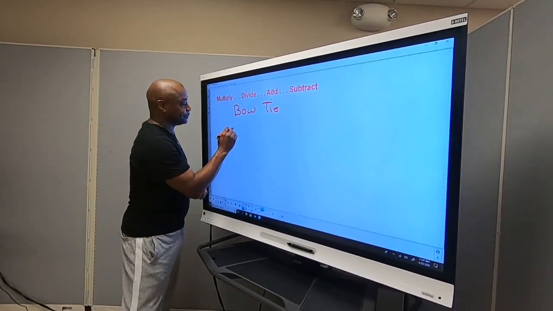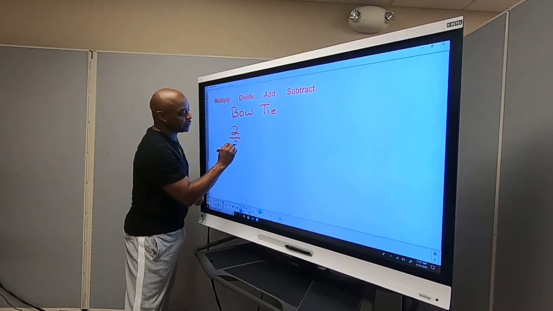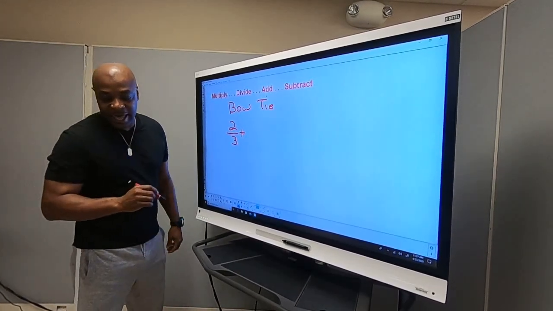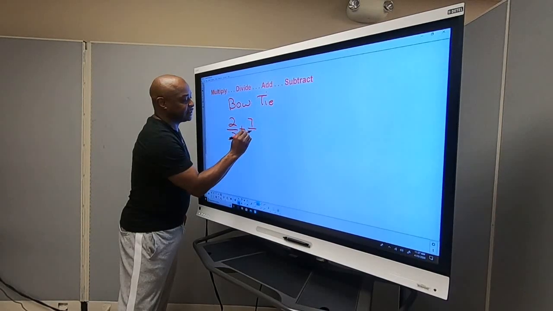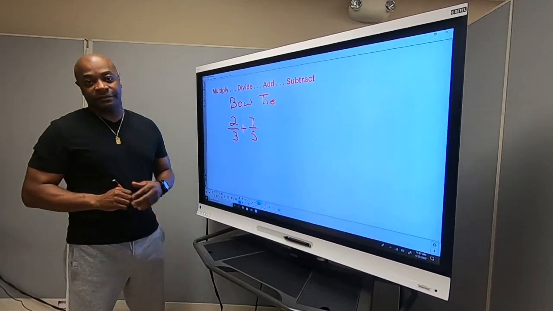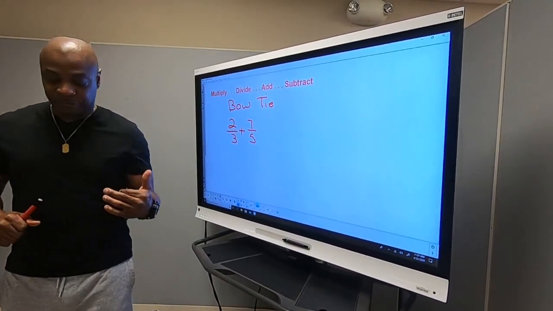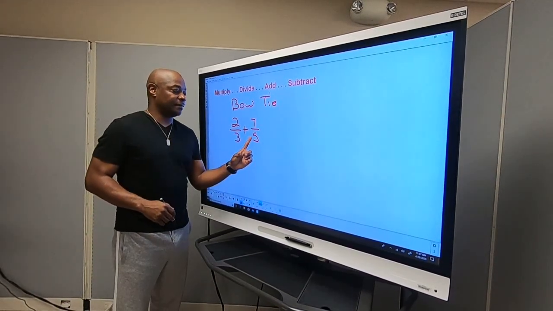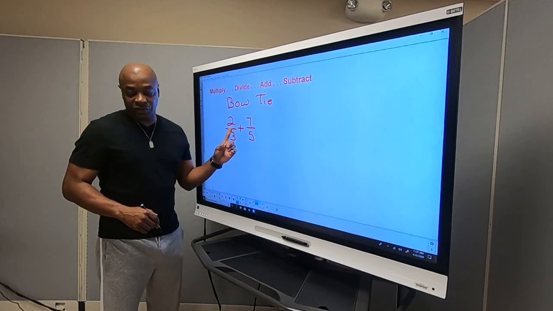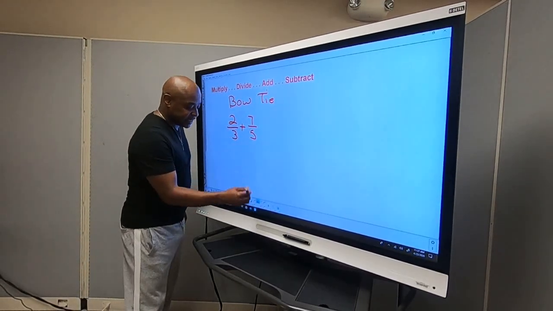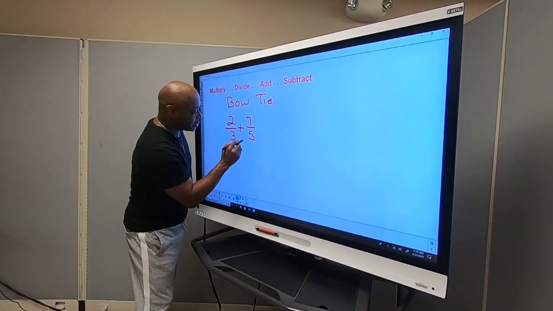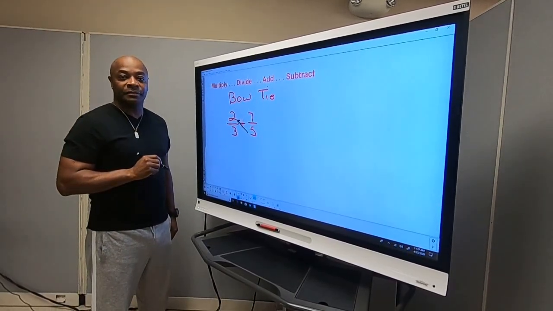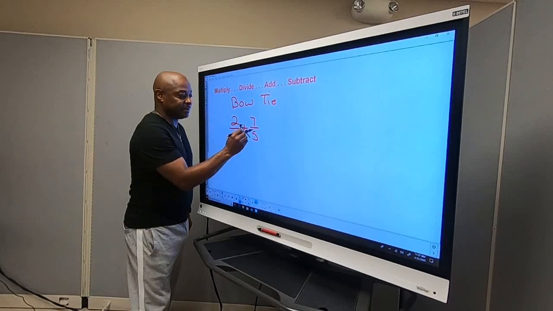Okay, so I'm going to have 2/3 that I'm going to add to 7/5. Now, I will always start with this denominator down here. I will take this denominator and multiply it times this numerator.